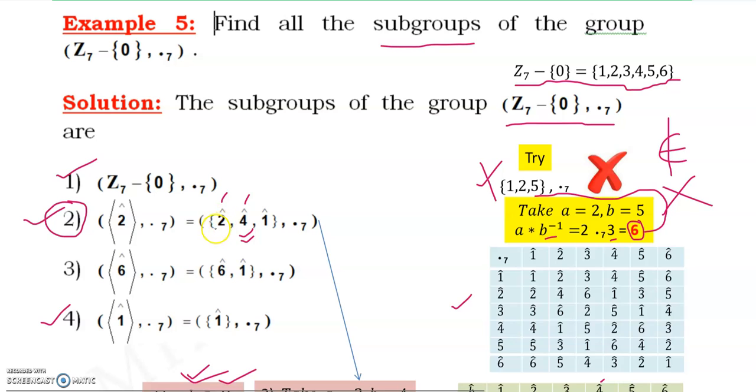Sure, now you take any element, for example 2 I take. Now you check whether this element is generating. Yes, 2 is generating all these 3 elements. That's why 2 is a generator for this subgroup, that's why this subgroup is equal to this. See, 2 is generating with respect to the binary operation multiplication modulo 7. Similarly, for this one the generator is the element 6.